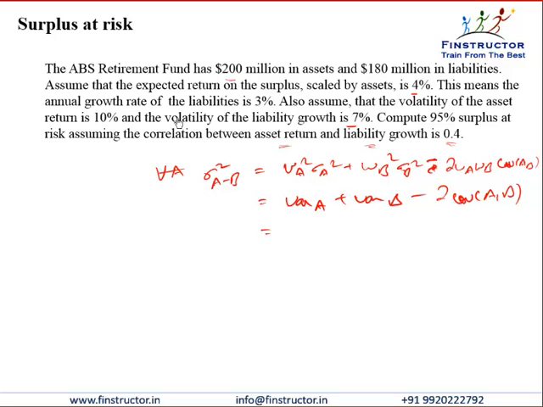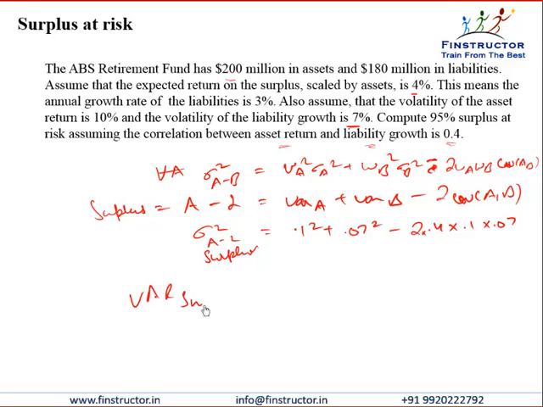So in this case, variance of A is given to be 0.1 squared, variance of B is given to be 0.07 squared, minus 2 times the covariance of A and B, which will be 0.4 into the sigma of A into the sigma of B, because the surplus, please note, is given as assets minus liabilities. So this will now be the variance of the surplus that we have calculated, and we can compute the VaR of the surplus now as 1.65 multiplied by the sigma of the surplus, that will be the square root of this value.